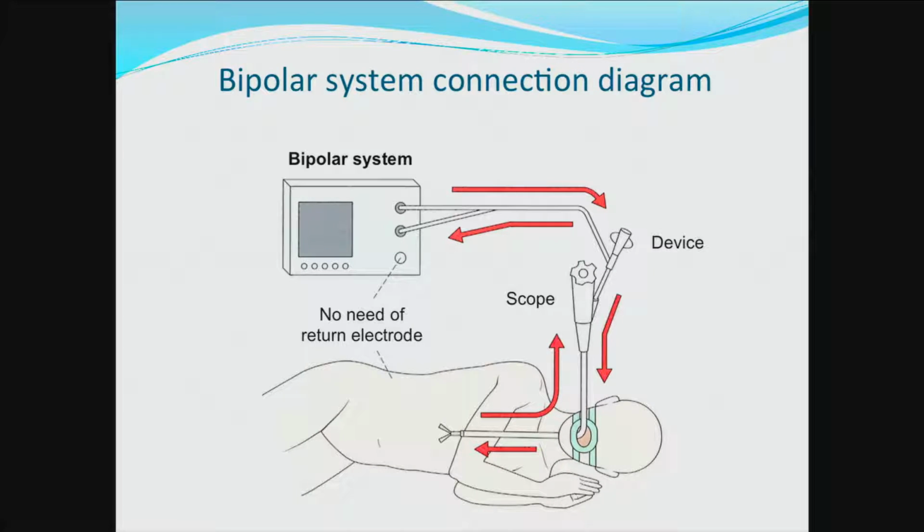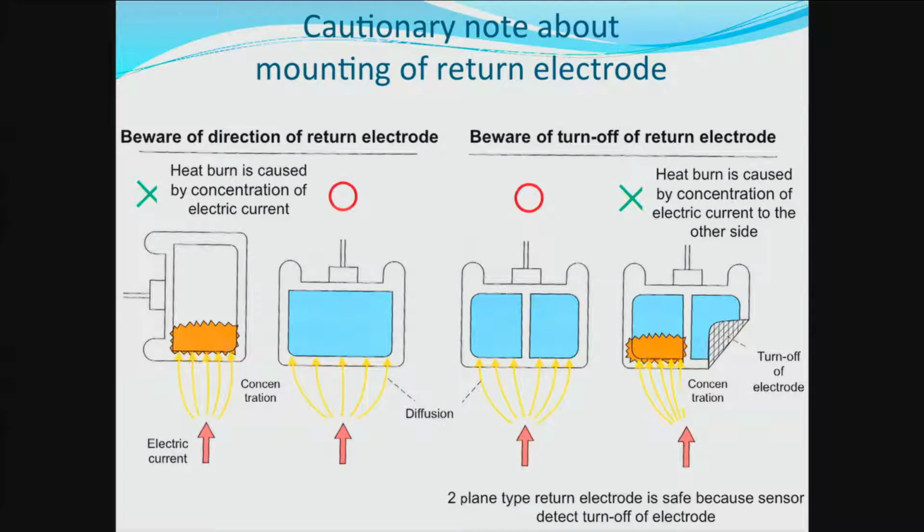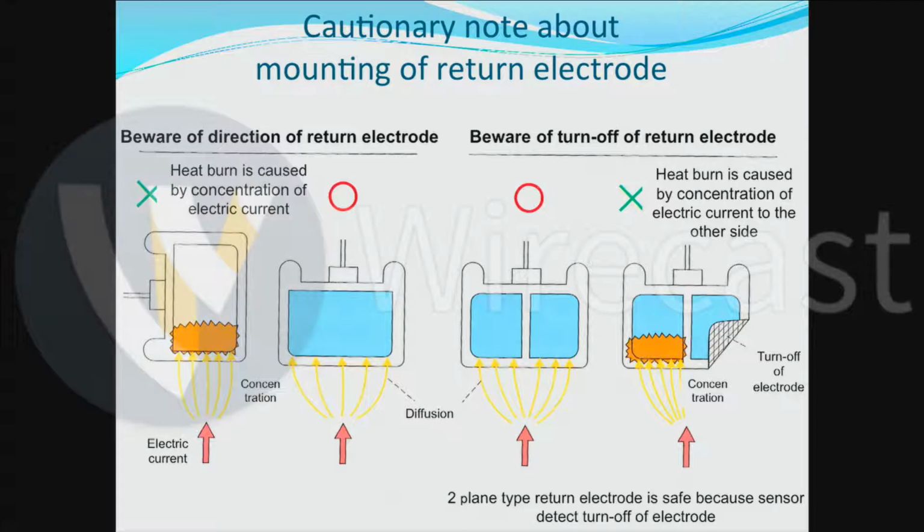In a bipolar system, the device and the return electrode are integrated into the tip of the device. The electric current flows just between these two electrodes. There is no need for a return electrode on the human body. In a monopolar system, we need to firmly attach the return electrode on a flat part.